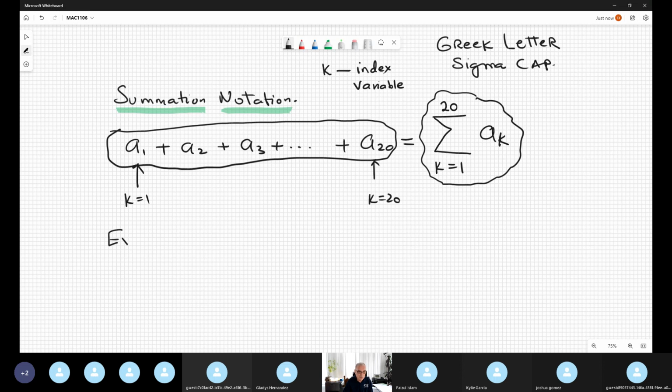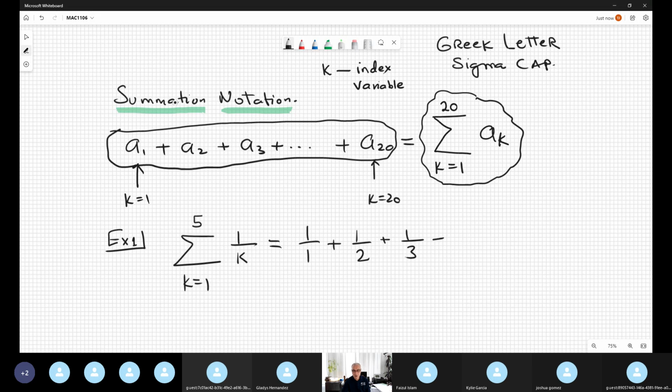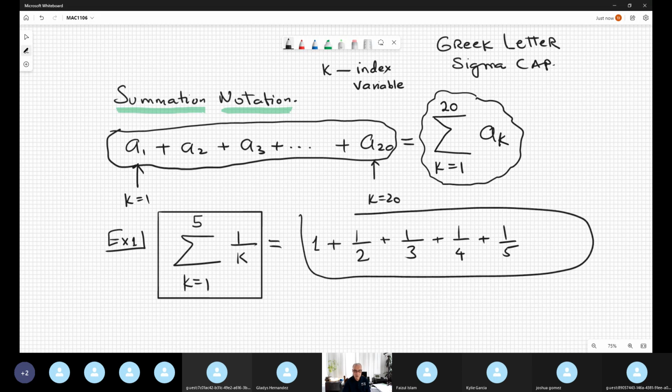Let me show one elementary example. Suppose I have summation notation, sigma from k equal 1 to 5. So we have 5 terms of the expression 1 over k, the reciprocal. You evaluate one by one: 1, 2, 3, 4, 5. For 1 it is 1 over 1, which is obviously 1. The second is 1 over 2. The third is 1 over 3. The next is 1 over 4. And the last one is 1 over 5. And stop. This is equivalent. Everyone in the world understands that this notation is equivalent to this.